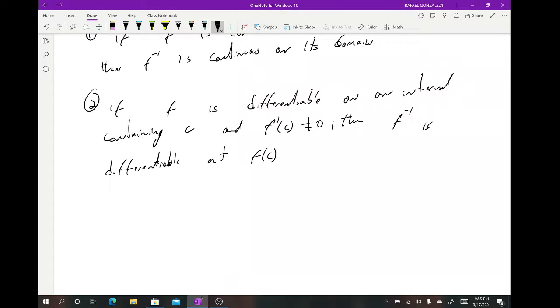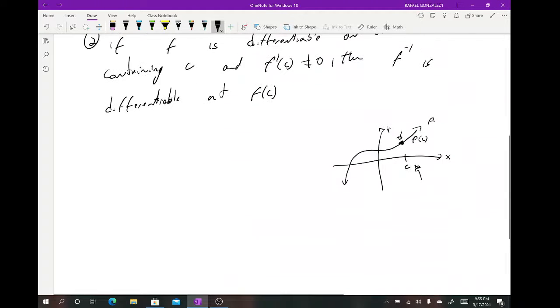Keep in mind, if you have a function that looks like this, let's say you have c here, then f of c will be a point up here. So this is saying that if this f function is differentiable at this point c, then the inverse function, however it may look like, will be differentiable at this point f of c. Okay.